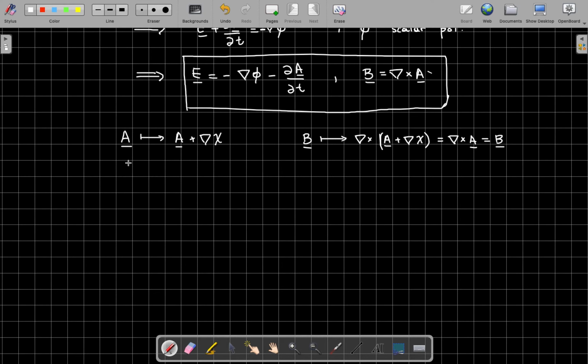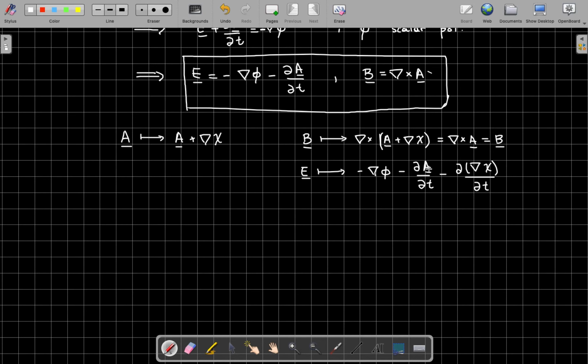Okay, similarly, we can find a similar gauge transformation for E, but we've got to be a bit more careful about E. Okay, so how does E transform? Well, E transforms to minus grad of phi minus dA dt minus d grad chi dt.